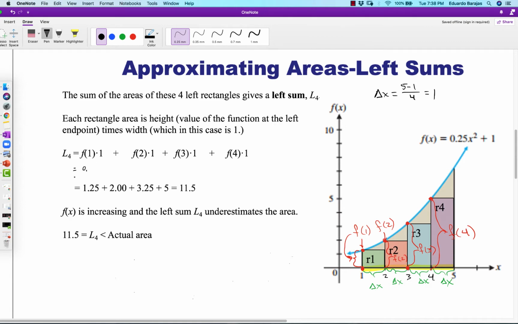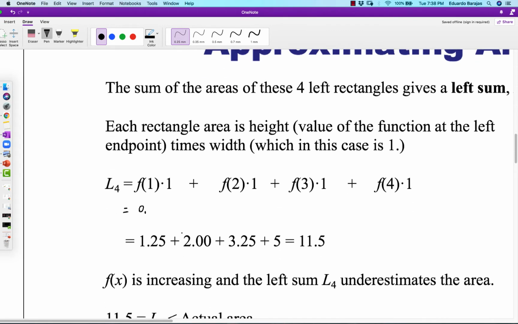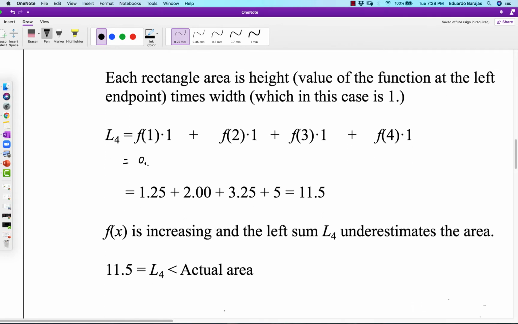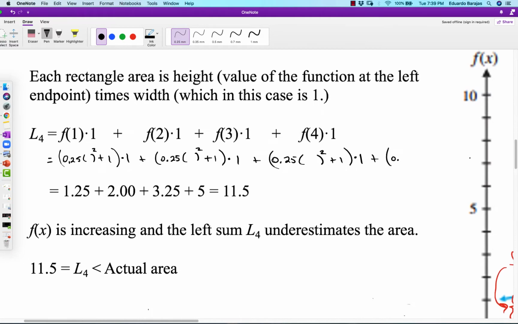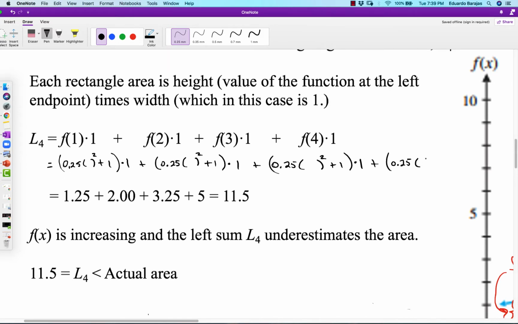well, let me zoom into here. This is going to be 0.25 times 1 squared plus 1, times 1, plus 0.25 times blank squared plus 1, times 1, plus 0.25 times blank squared plus 1, times 1, and finally 0.25 times blank squared plus 1, times 1.